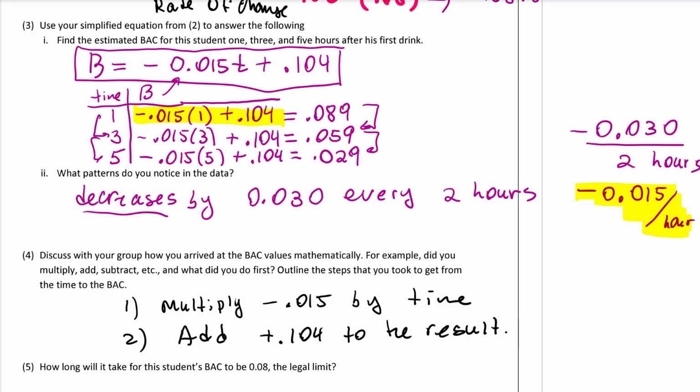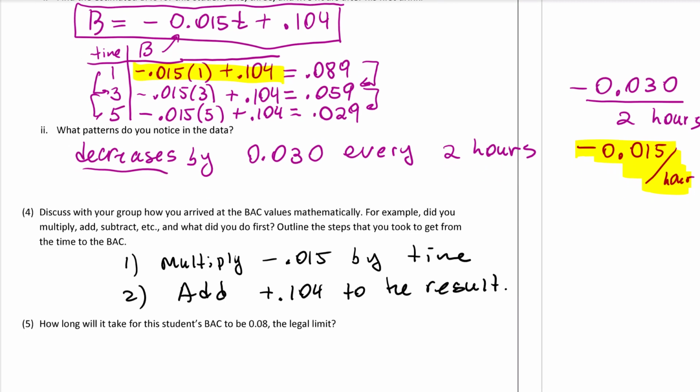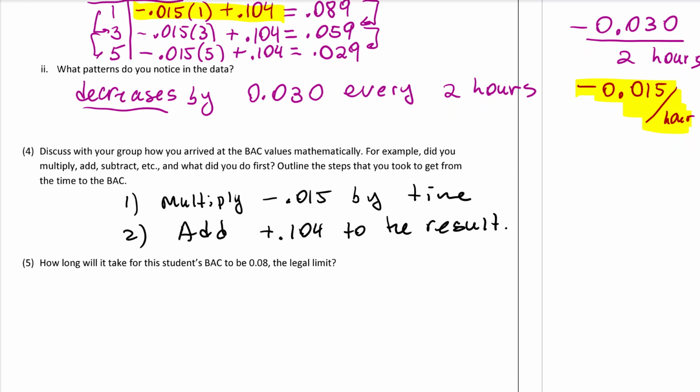All right, so we explicitly said what we did, and now we're going to use that information to try to answer this question. It says, how long will it take for the student's blood alcohol content to reach the legal limit of 0.05? So I'm going to give you this table back. And we got 135. We're going to put the numbers 0.89, 0.59, and 0.29.